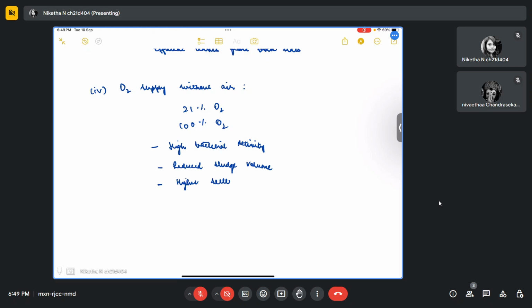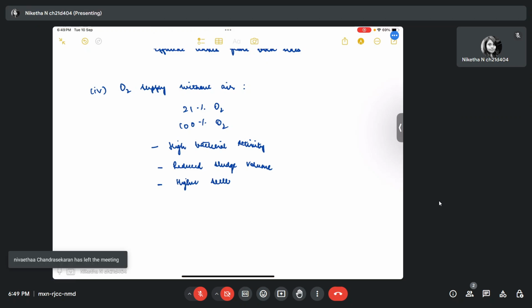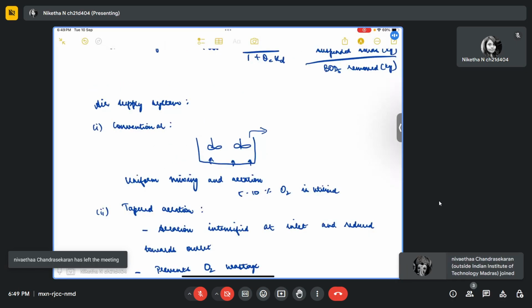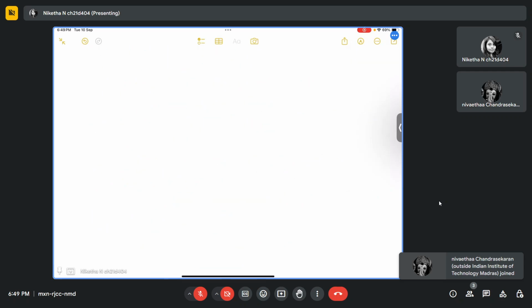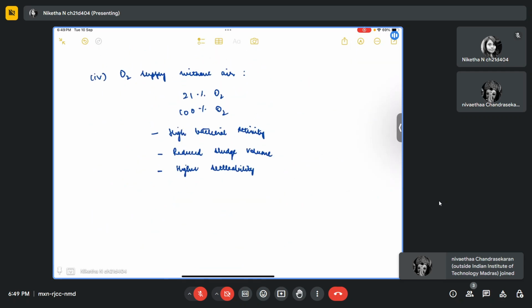So in the conventional technique, only 5 to 10% of oxygen is utilized. But when we supply 100% oxygen, we ensure that 90% of oxygen is utilized.